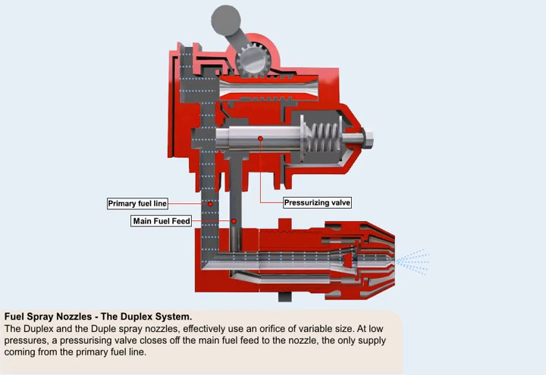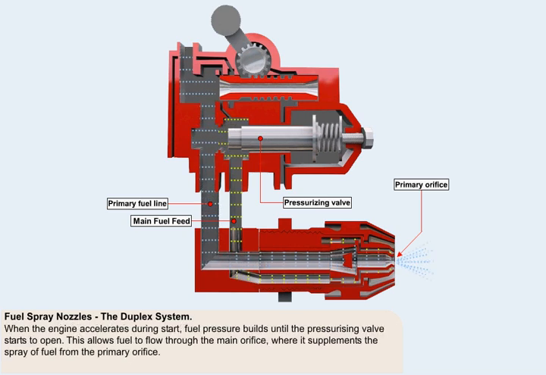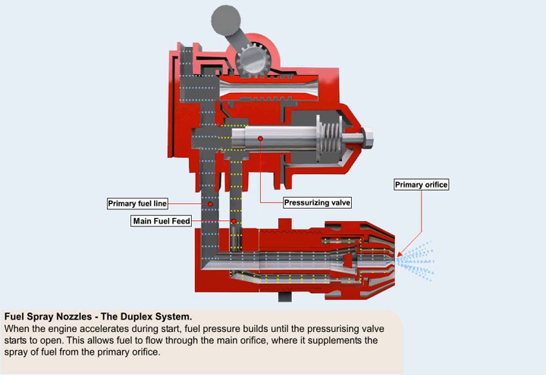The duplex system, and shown here the duplex spray nozzle, effectively use an orifice of variable size. At low fuel pressures, a pressurizing valve closes off the main fuel feed to the nozzle, the only supply coming from the primary fuel line. The primary fuel line feeds the primary orifice, a relatively small hole, which is capable of providing a finely atomized spray at lower fuel pressures. When the engine accelerates during start, fuel pressure builds until the pressurizing valve starts to open. This allows fuel to flow through the main orifice, where it will supplement the spray of fuel from the primary orifice.